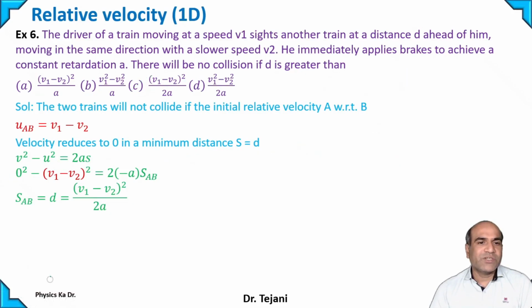So this kind of question you may see in the examination. If you want to understand this question thoroughly, I suggest that you go back to example number 5 and try to solve it by yourself. You will understand this question very well. Only one thing: if you want to avoid collision, then relative velocity should reduce to 0.